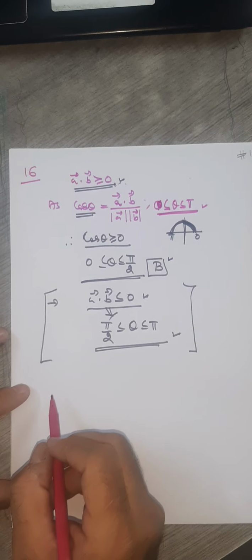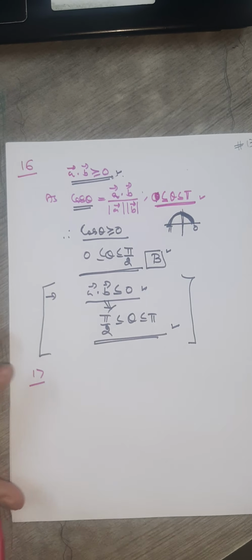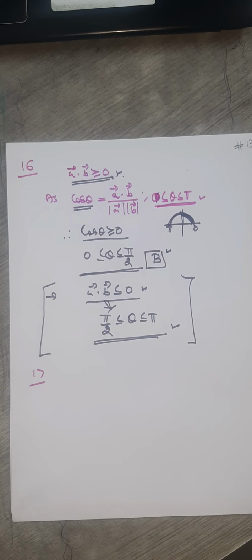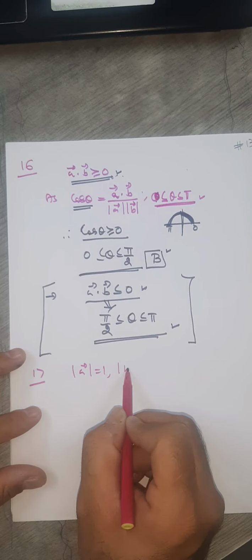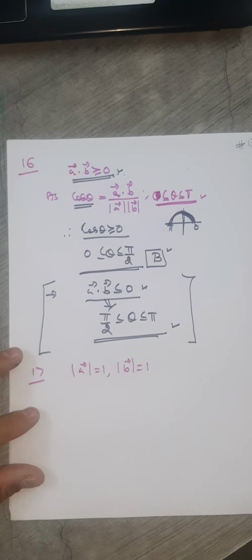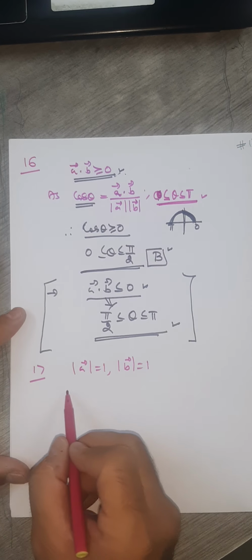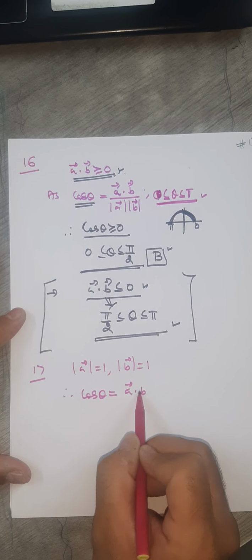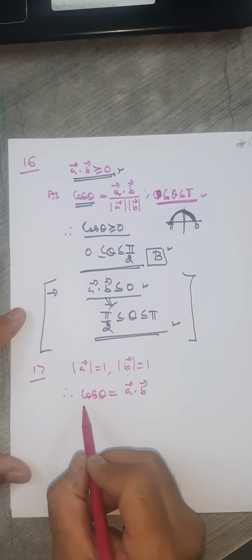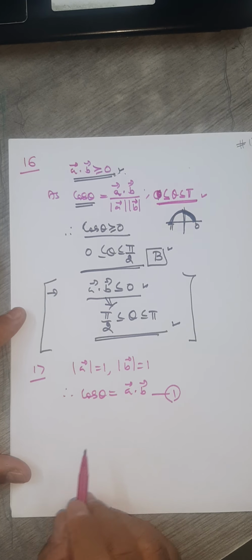Okay. Next question, question number 17. These are the 2 unit vectors. Okay, so magnitude equals 1, magnitude equals 1 here. Theta is the angle between these two. Therefore, what is cos theta? Just their dot product, remember, because upon their magnitude will be 1. Okay, so cos theta is this.